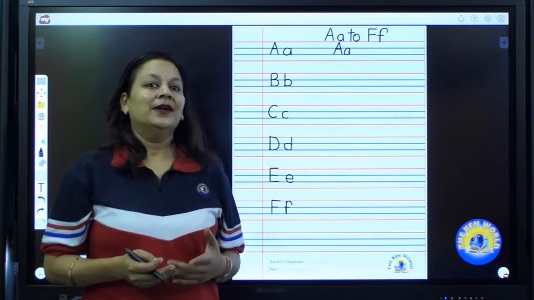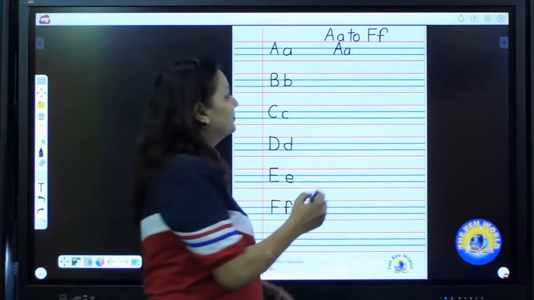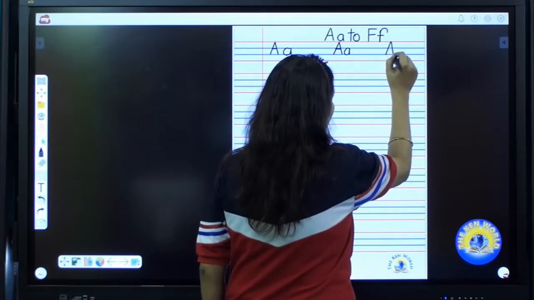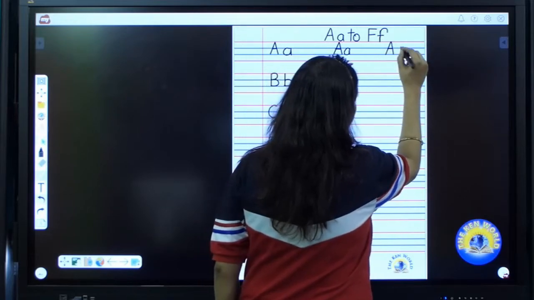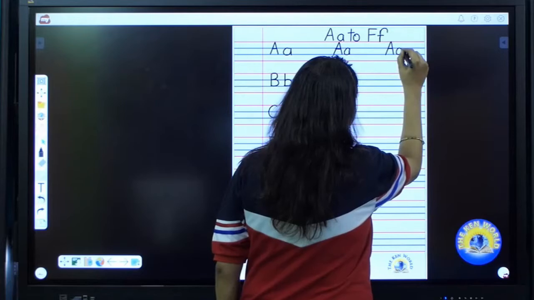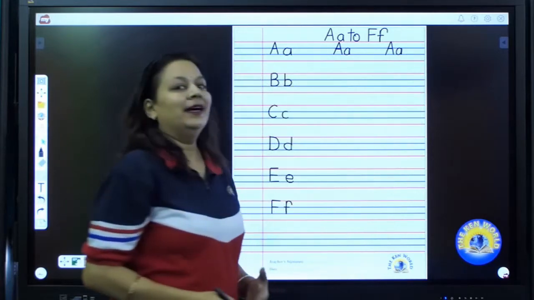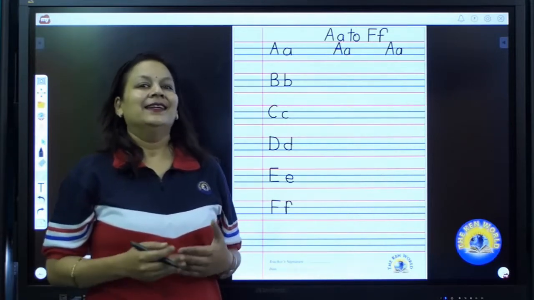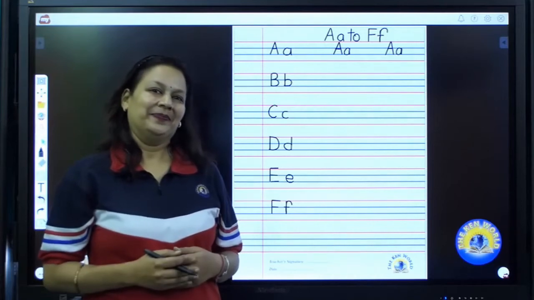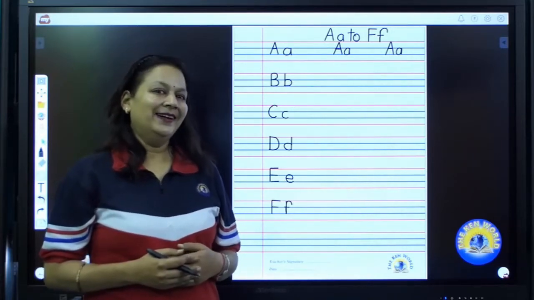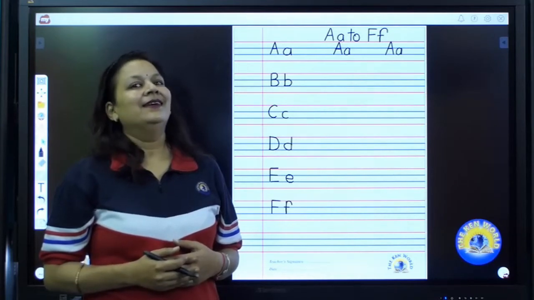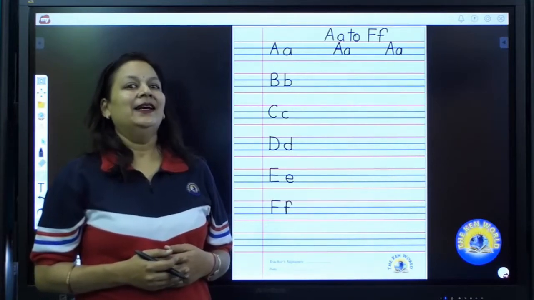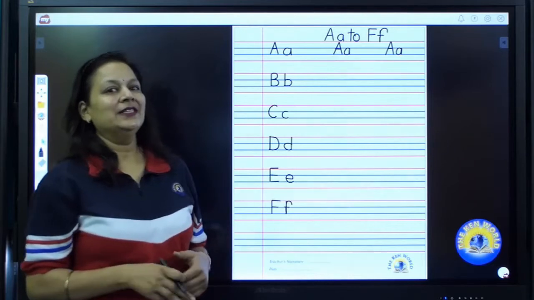Have you all done? Write one more time A. Capital A. Small a. Speak and write. It's your turn to write. A says A. Now have you all done? Now what comes after A? Correct. It's B. So we are going to write uppercase B and lowercase b.